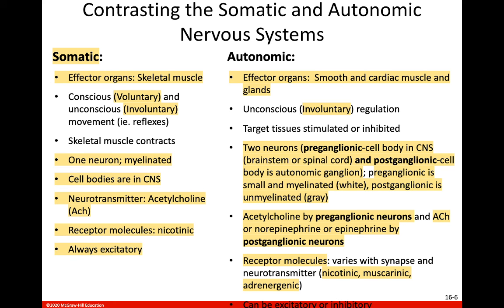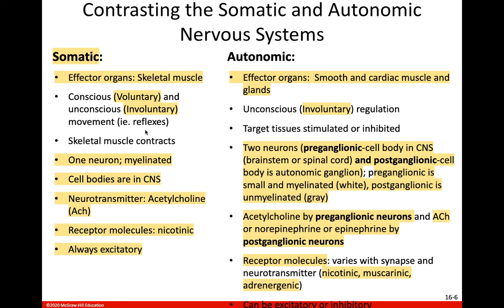So again, we want to compare and contrast the somatic with the autonomic nervous system. We've already talked about somatic when we talked about just the nerves in general. The somatic nervous system, those somatic nerves, are going to innervate and control, as we said earlier, skeletal muscle. Mainly, it is concerned with that voluntary muscle movement, so the muscle movement that you have conscious control over. But there is some unconscious movement there as well, such as your reflexes.